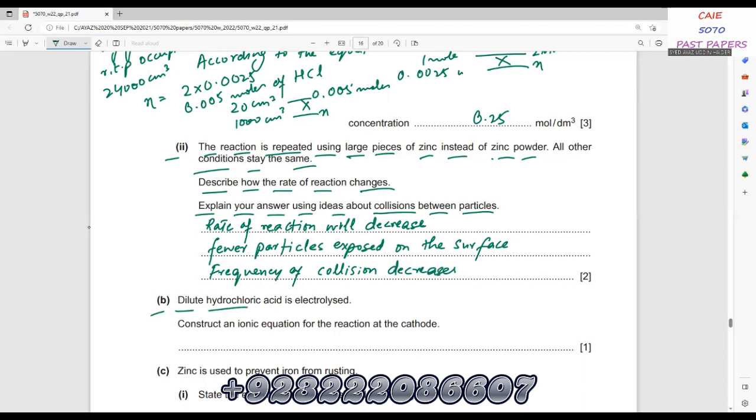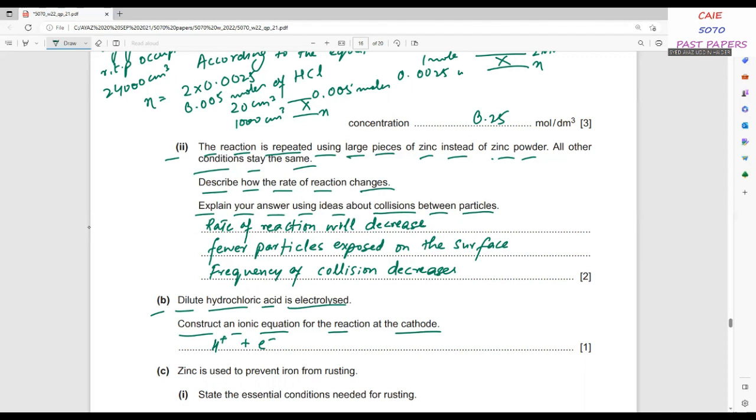B. Dilute hydrochloric acid is electrolyzed. Construct an ionic equation for the reaction at the cathode. At the cathode, the hydrogen ion will move towards the cathode and will take up electrons to form H2 gas. So you will have H positive plus electrons gives H2 gas. A balanced equation will have 2H+ and 2 electrons.